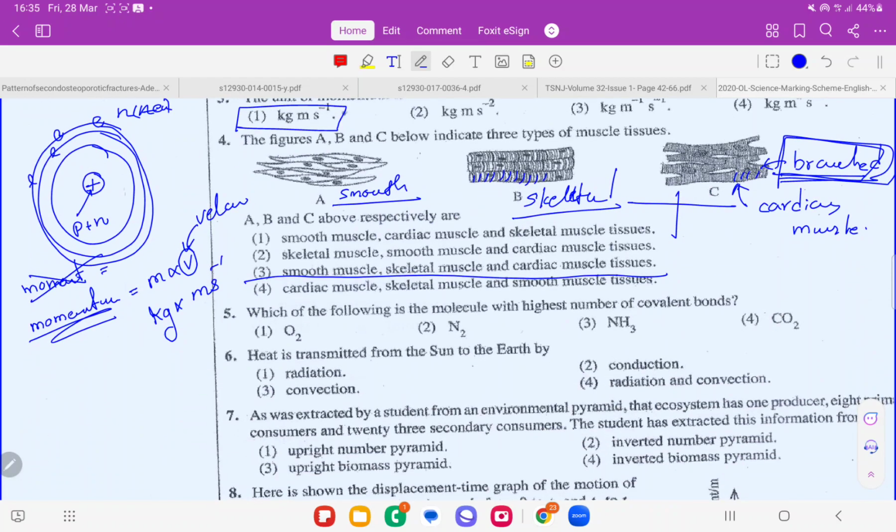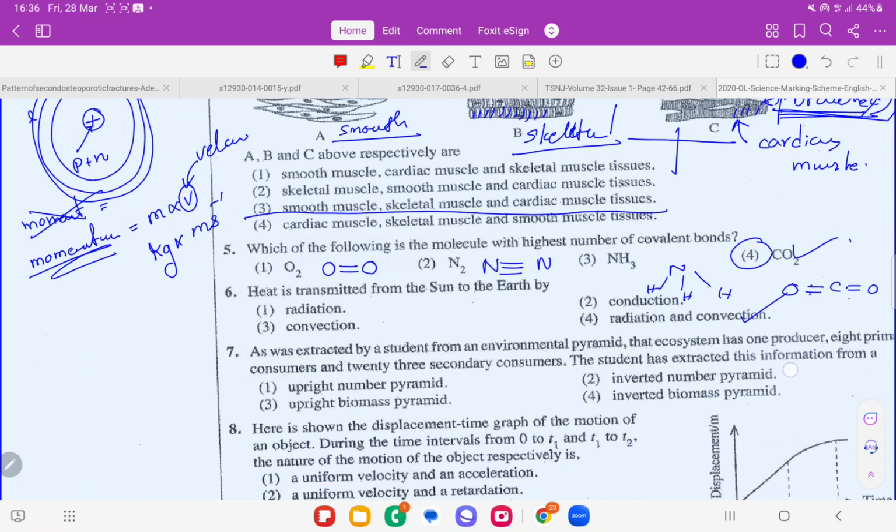Fifth one: which of the following is the molecule with the highest number of covalent bonds? Highest number of covalent bonds. So oxygen, O2, has a double bond like this, nitrogen has 3 bonds, right? NH3 also has 3, but carbon dioxide has 4 bonds, right? So this is the answer.